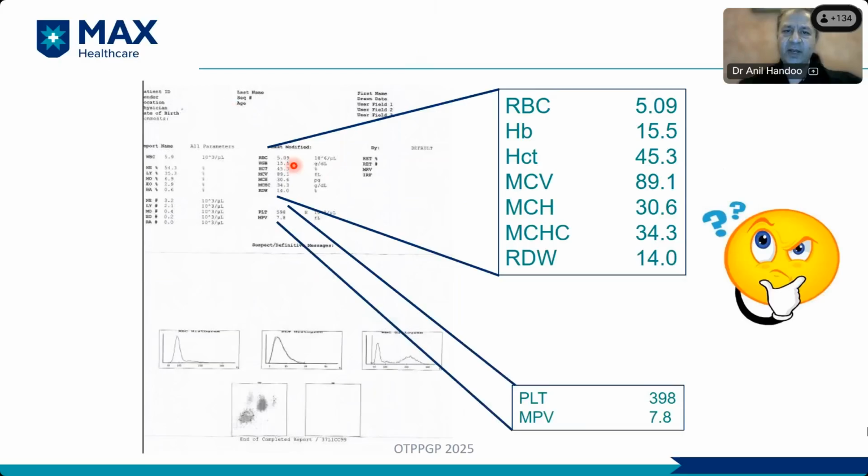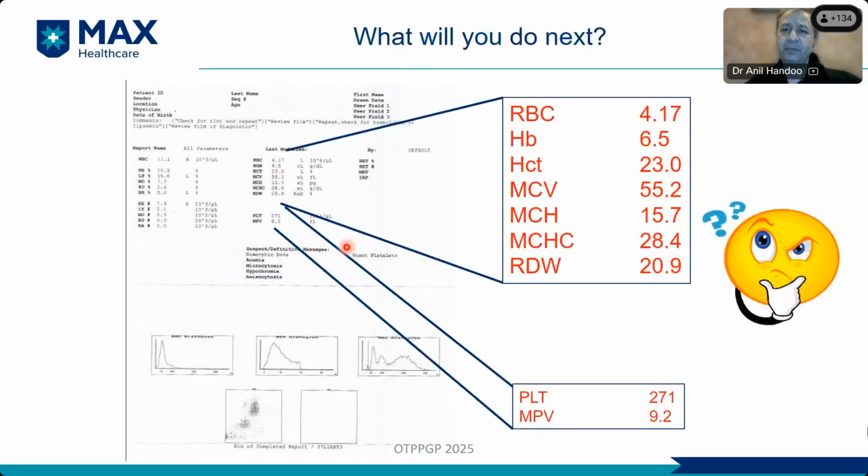This was my analyzer printout at that point of time, and this is what the values were. And he says, Anil, will you make a smear in this case? Obviously, when I looked at this, I said no, I would not make a smear because everything seems to be okay. And then he says, what will you do in this case now? When I looked at this case, I saw that my values were completely off. You had a platelet value which was normal, but when you look at these values and the graphic data, it seemed completely off. So I said, I'll make a smear in this case.